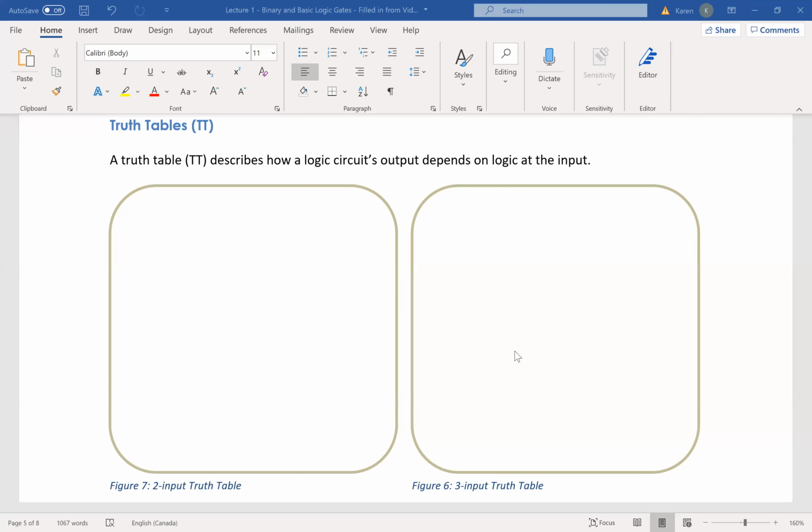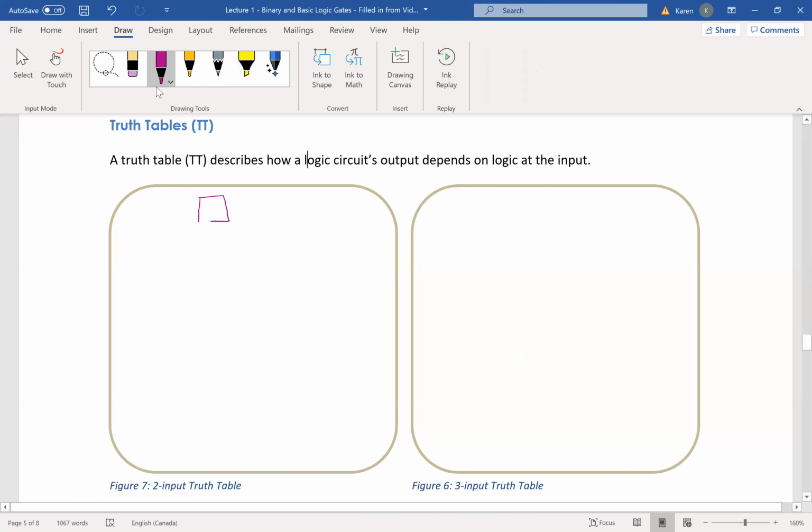A truth table is a tool that we use to describe how the circuit's output depends on the logic at the input. So let's draw a generic logic gate. Let's say just generically, it's just a rectangle. We don't know if it's an AND gate or a NOT. We don't know what's in here, but it's going to have some inputs, and we'll call those inputs input A and input B. And the output is going to be, we're just going to call it X.